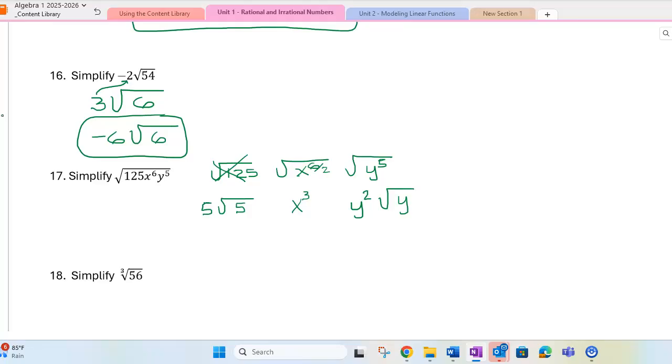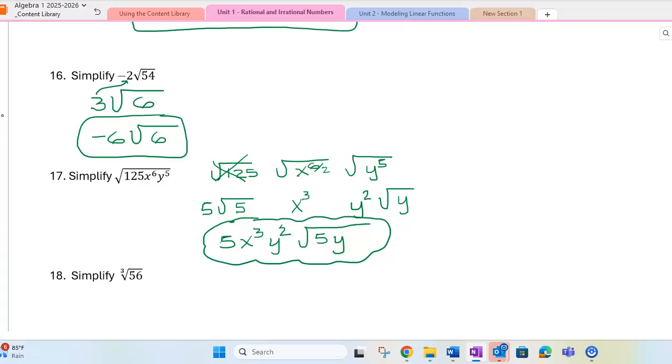But at this point, I want you to write down everything that is not under the radical. So we have a 5, we have an x cubed, and we have a y squared. And then I want you to draw a radical, and I want you to write everything that is still left. You have a 5 and a y. And this is your answer. Okay? You might have to listen to this again or go ask your teacher and make sure you understand it.